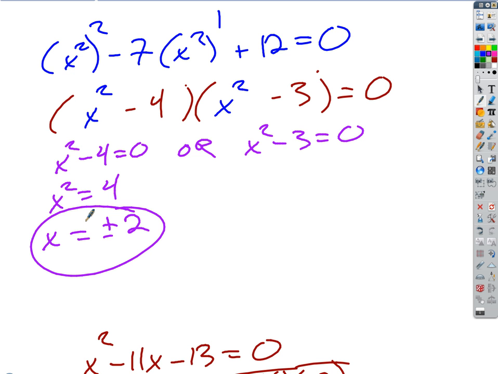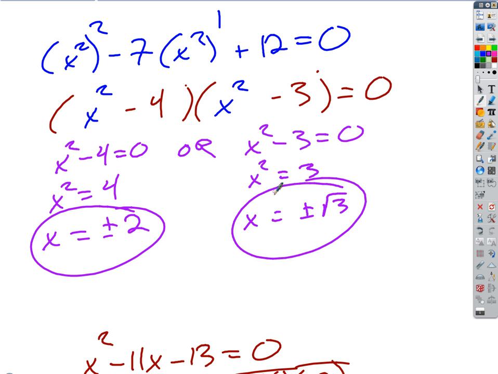What about over here? Same thing, right? Mm-hmm. I would just set x squared minus 3 equal to 0, add 3 to both sides. And so what's x? Plus minus square root. Good. Plus or minus the square root of 3. So how many total solutions did I get? 4. Plus or minus, there's 2, and 2 more here. Plus 2, minus 2, plus the square root of 3, minus the square root of 3, for a total of 4. Okay? Make sense?